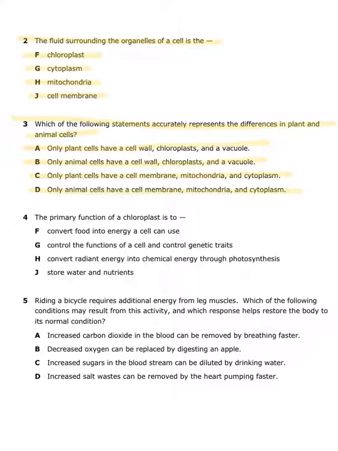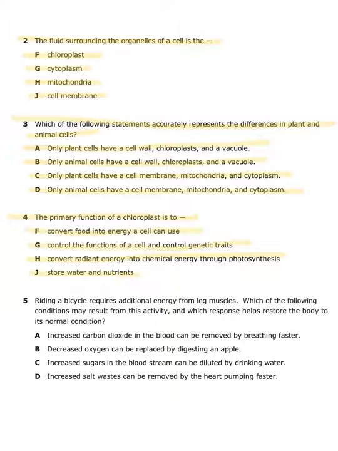Number 4, the primary function of the chloroplast is to F, convert food into energy a cell can use. G, control the functions of the cell and control genetic traits. H, convert radiant energy into chemical energy through photosynthesis. J, store water and nutrients.